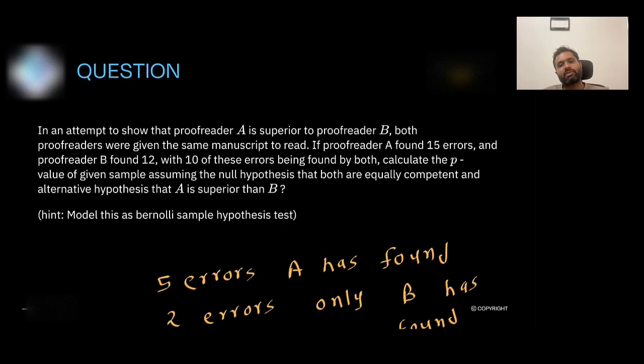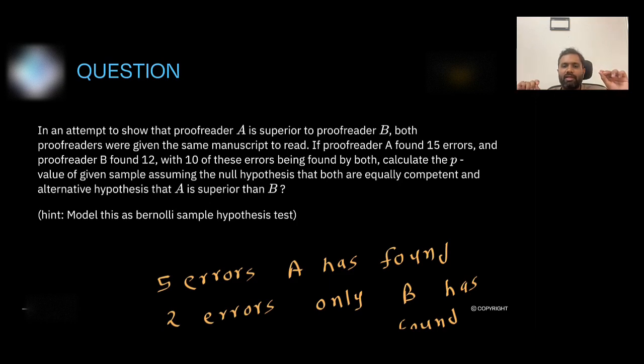Consider this question. There are two proofreaders, and the hypothesis is assumed. Okay, so I will come to the hypothesis later. Let's read the question. Somebody is claiming that A is superior to B. A and B are both proofreaders. That means for a certain set of scripts, they are identifying errors. It is said that 15 errors have been found by A, 12 errors have been found by B, 10 errors have been found by both.